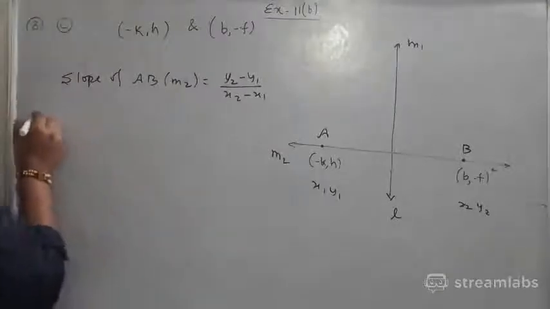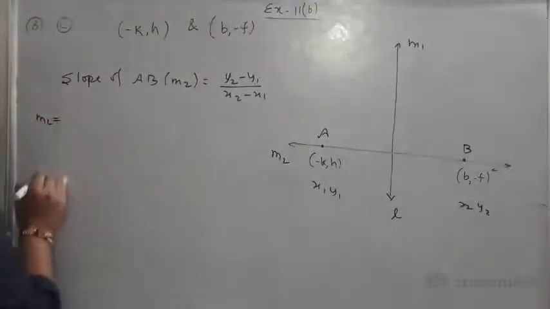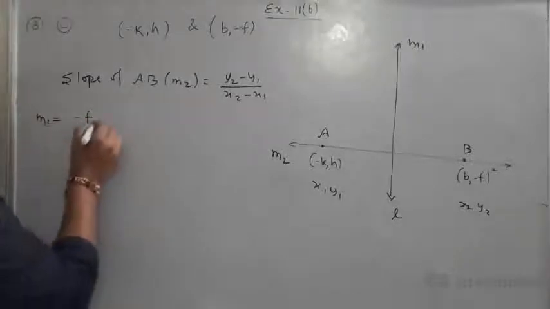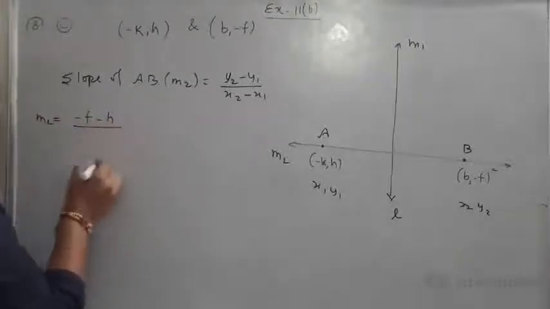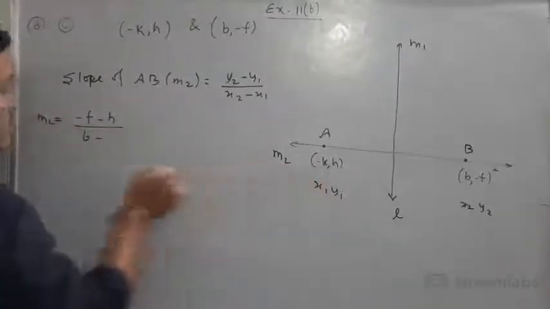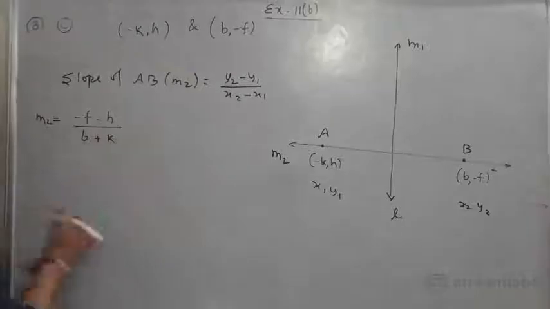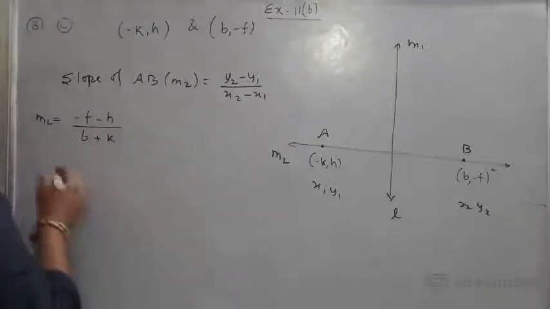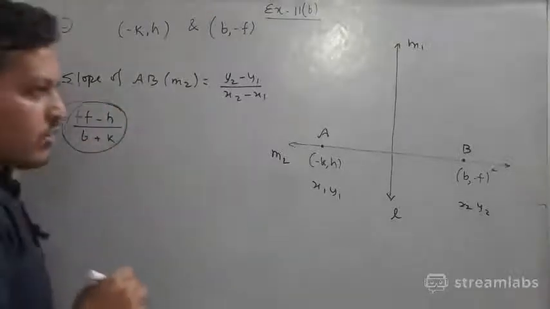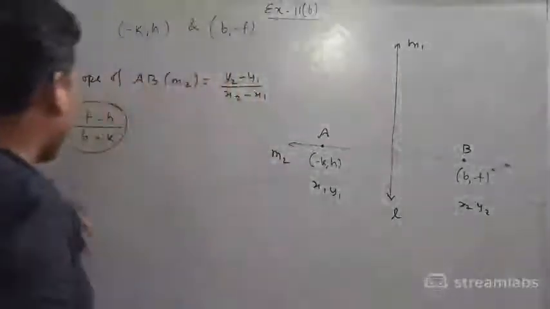So m2 is equal to y2 minus y1 upon x2 minus x1. So y2 is minus f minus h, upon b minus (minus k), which is b plus k. बस हो तो गया सर. Next, since we cannot solve it further, we cannot solve it ahead, because all the variables are coming here.